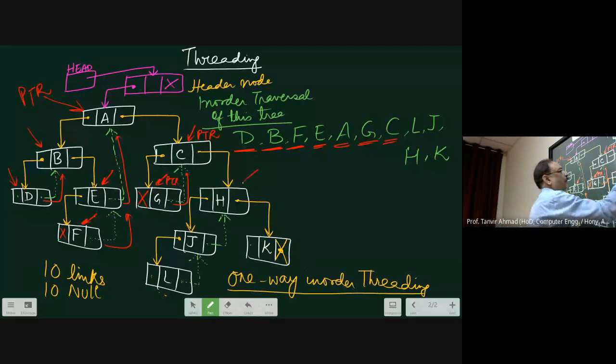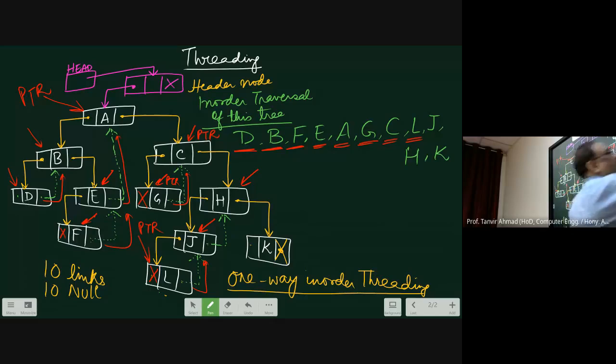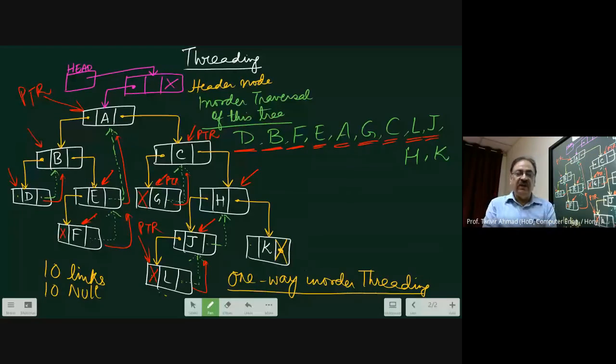From H, I will come to J. From J, I will come to K. Sorry, from J to L. And from L, I find that this contains a null. If it contains a null, I process L. Then I want to go to the right of L, but there is no right of L. It contains a back link. Therefore, with this link, I come to J. Once I come to J with a thread, I process J. Then I try to go to the right of J. There is no right of J. Therefore, I follow this thread and come to H, and I process H.